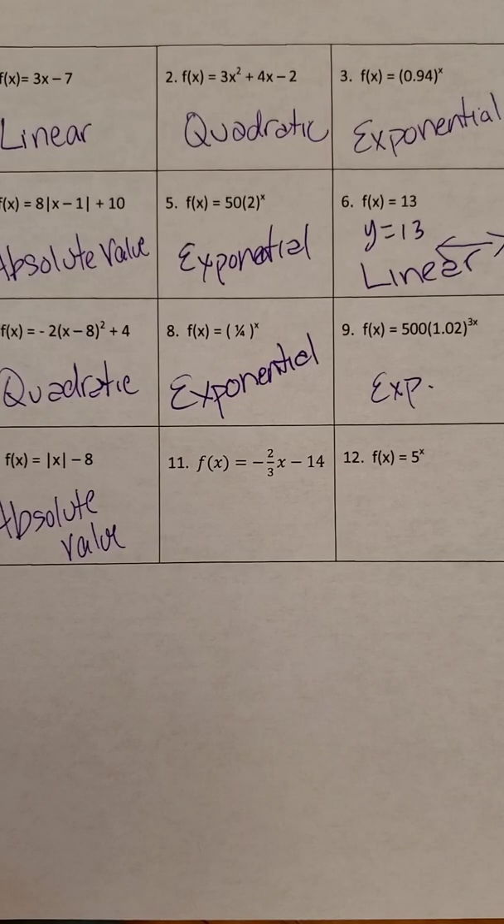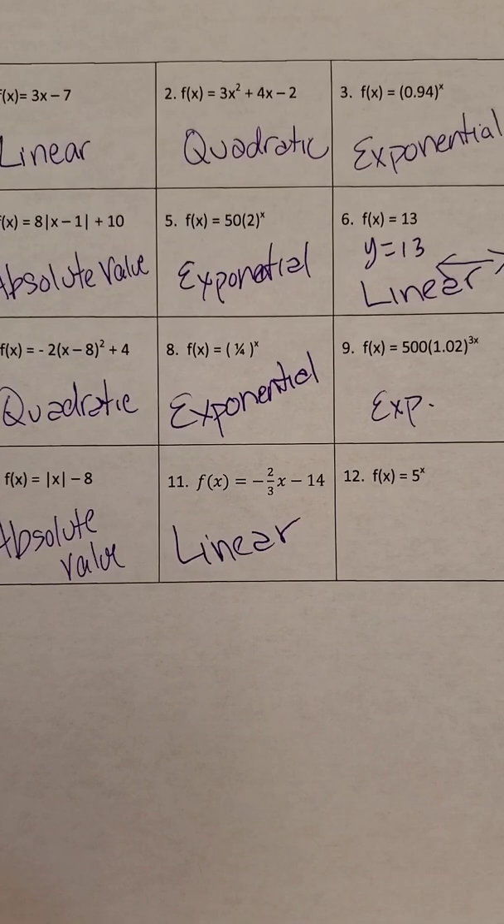Alrighty, Bella, what do you think about number 11? What kind of function is it? Well, when there's nothing funny going on with x, there's no squared, there's no absolute value, and x is not an exponent, and since the only other one we've learned is linear, then I know it's linear because nothing weird is going on with x. Thank you, Bella. Number 11 is linear.